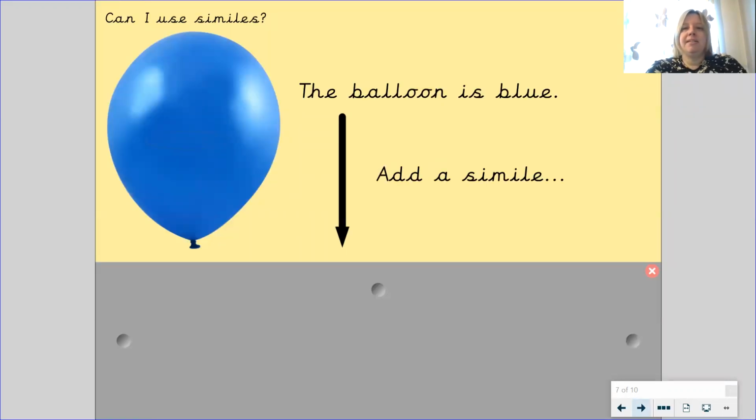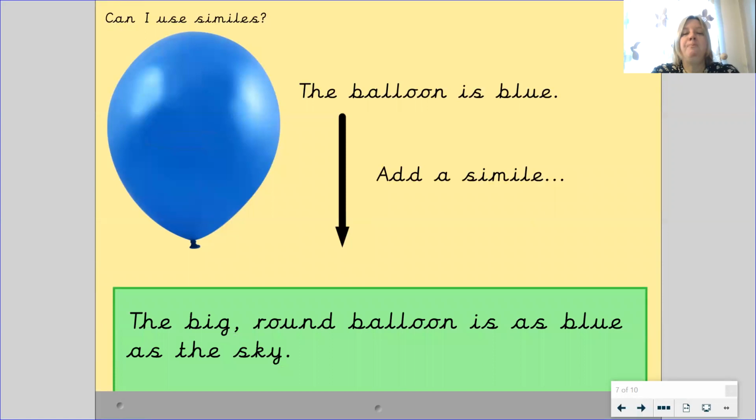Let's have a look at this sentence. The balloon is blue. How can we add a simile to this sentence to compare the balloon to something else? Pause your video and have a go at writing your own sentence, adding a simile. Let's have a look at my sentence. The big round balloon is as blue as the sky. So we've said that the balloon is as blue as the sky. So we've compared the balloon to the sky using the simile as.